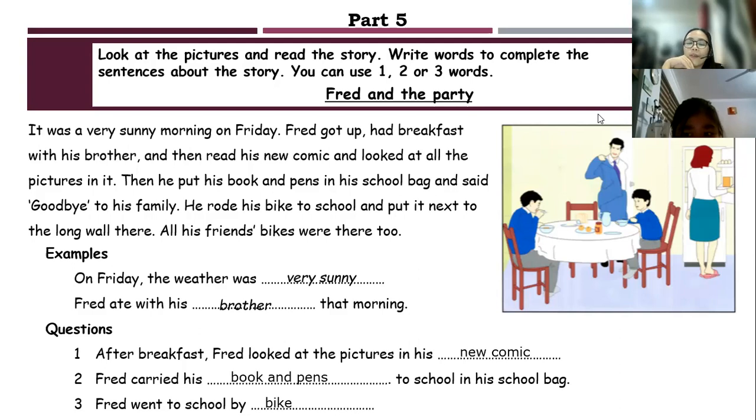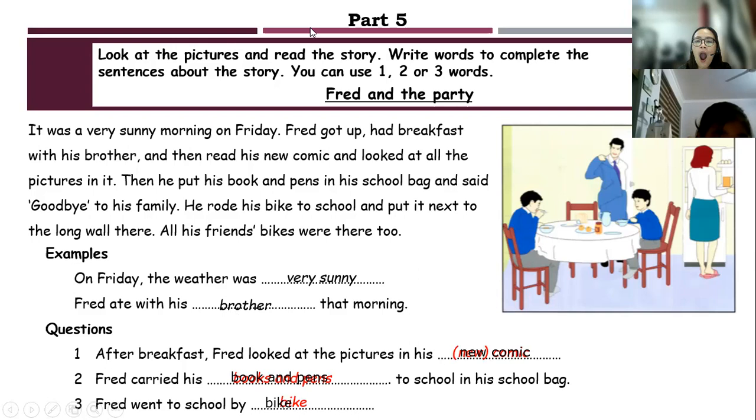Examples: on Friday, the weather was very sunny. Fred ate with his brother that morning. Can you read number 1, baby? And 1, 2, 3.